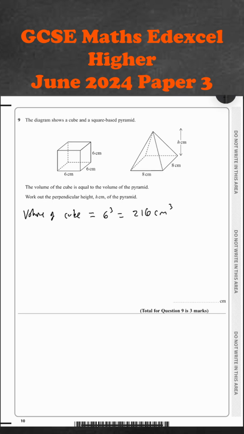We know that the volume is the same for the two of them. So we can say that, as we know, the volume of a pyramid is 1/3 times the base, which is 8 times 8, so 1/3 times 64 times the height. And we know this equals 216. So if I rearrange this, I get h equals 216 over 64 times 3. So 216 divided by 64 times 3 just gives us 10.125.